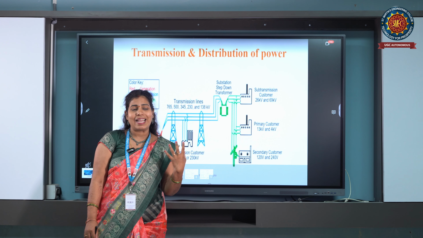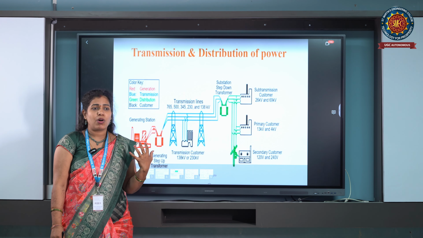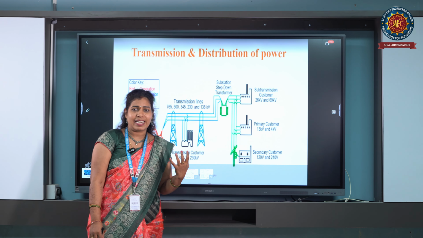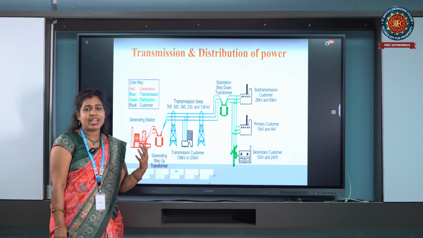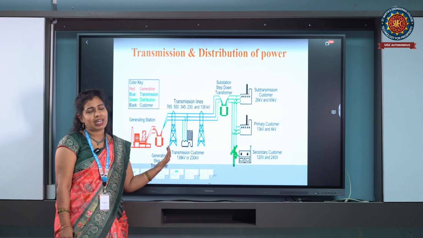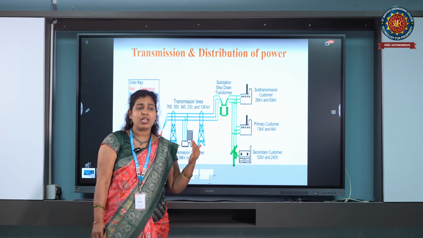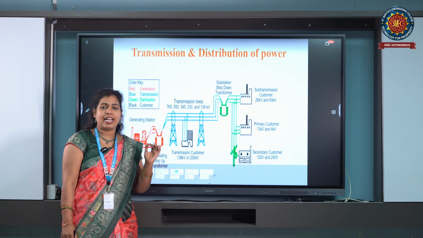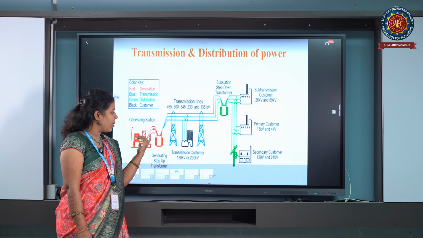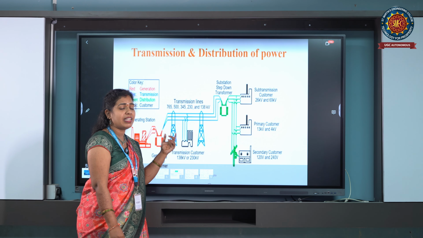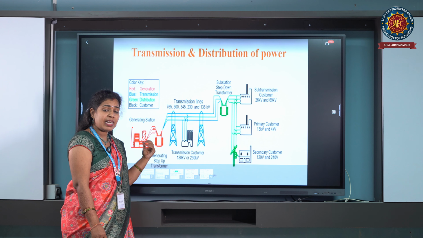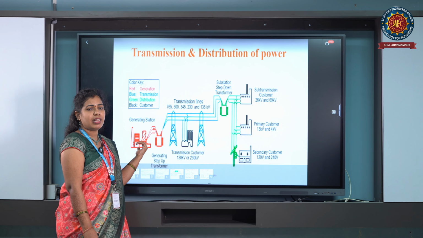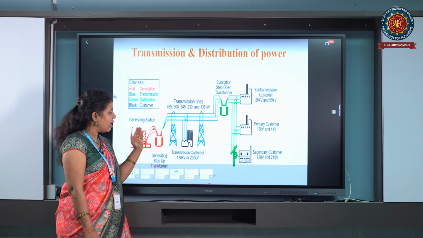Using that heat we boil the water. The steam we get rotates the turbine, and that turbine is connected to the generator. That generator converts the mechanical energy into electrical energy. That is how we generate the power at the generating station. Here in the generating station, we generate the power at 11 kV.